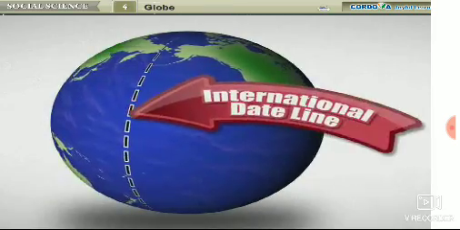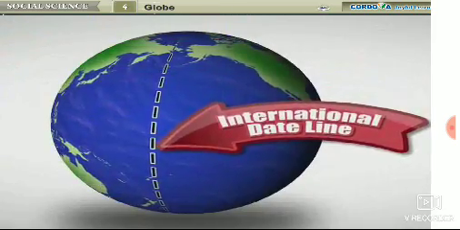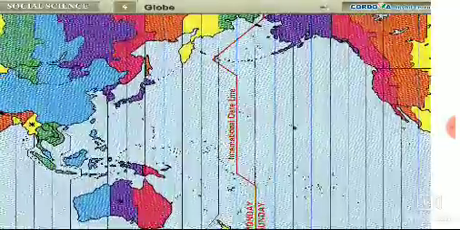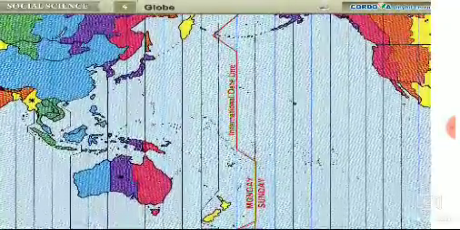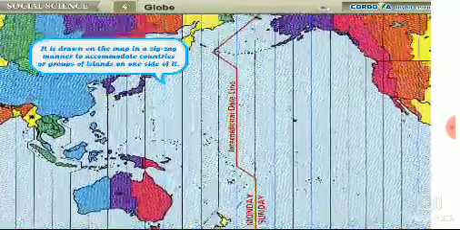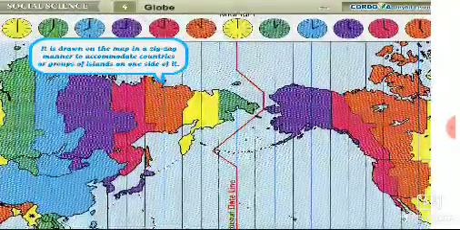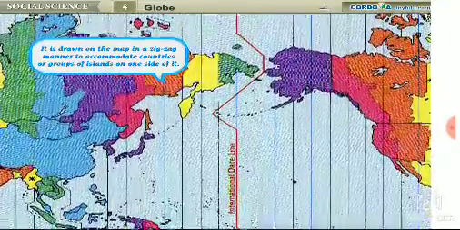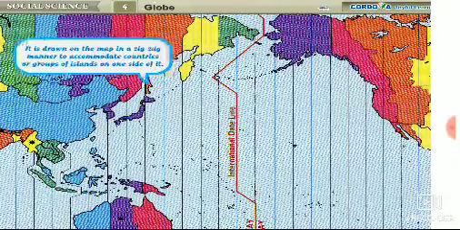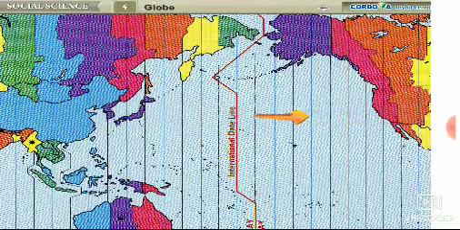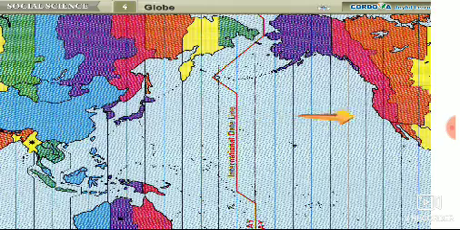International date line. The 180-degree meridian is called the international dateline. 180-degree east and 180-degree west is the same meridian, but it is not a straight line. It is drawn on the map in a zigzag manner to accommodate countries or groups of islands on one side of it. If we cross this line from west to east, we adjust our watches by adding a day. But we subtract a day when we cross the international dateline from east to west.